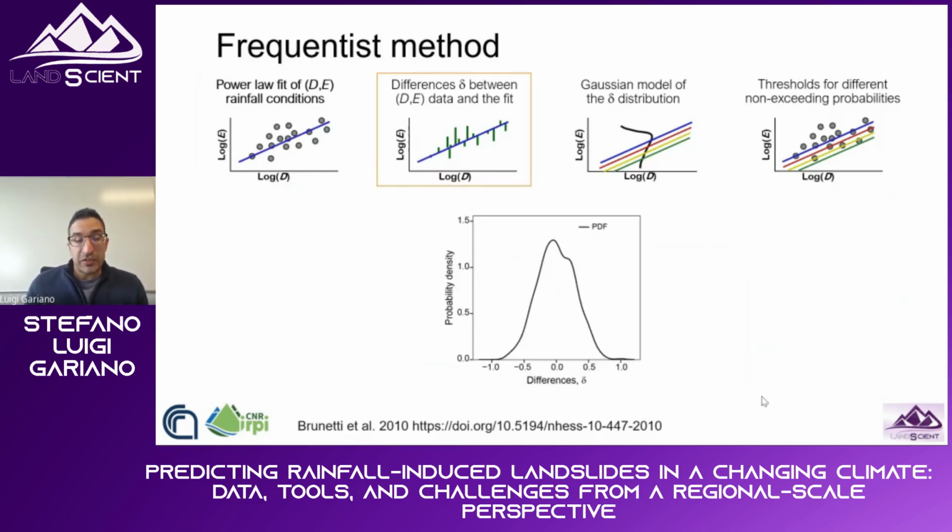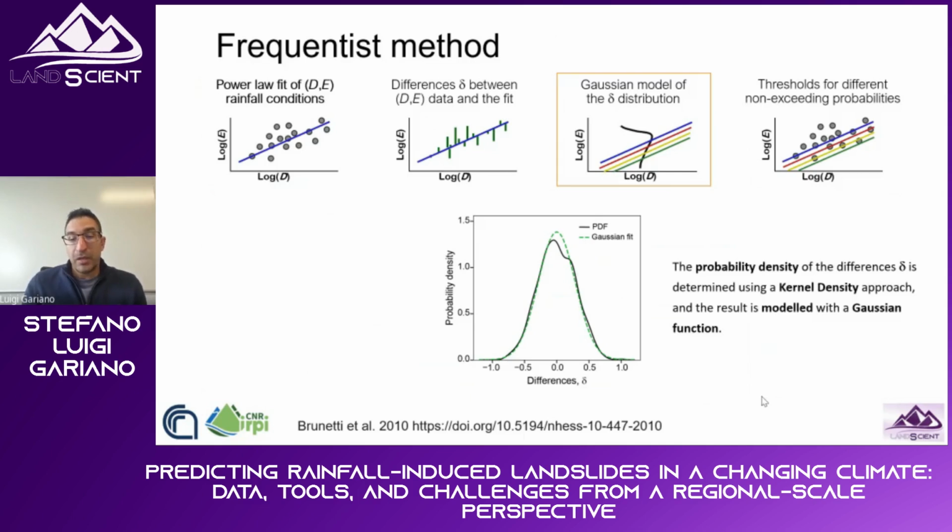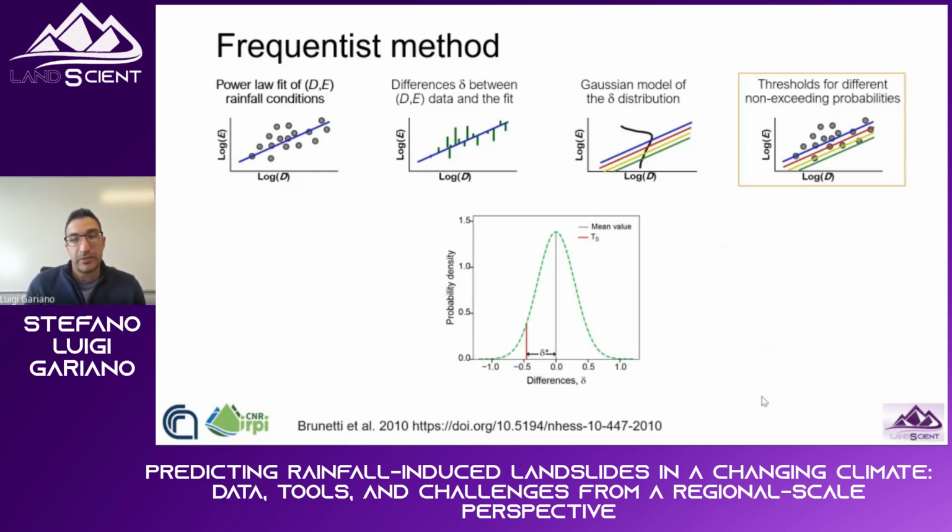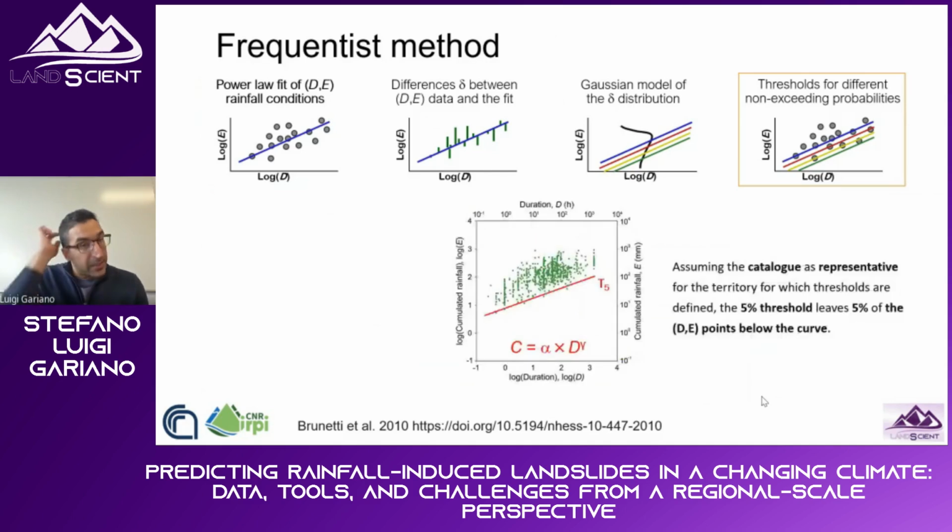After modeling these differences with a kernel density approach, we can also apply a statistical model, as an example, a Gaussian function. In this way, we have the distribution of such differences, and so we can calculate thresholds at different non-exceedance probabilities, at any percentile, just by simply shifting the best fit line by a quantity equal to the difference between the median and the percentile in the Gaussian curve. As an example, the 5% threshold leaves below itself 5% of the empirical points with which it was defined.